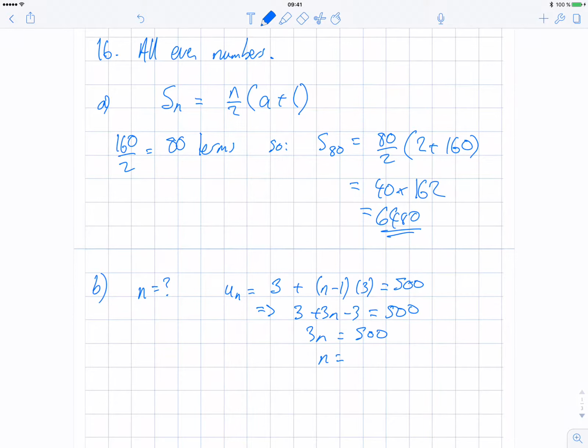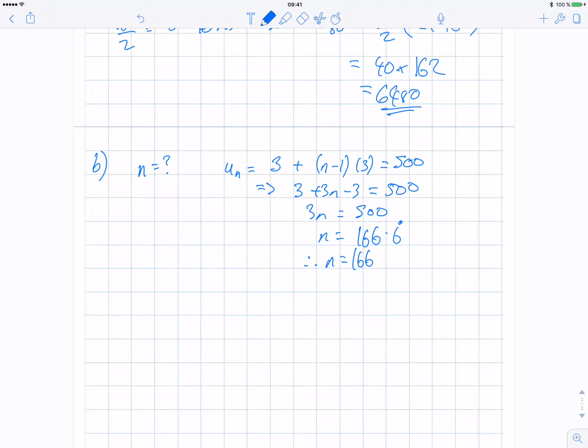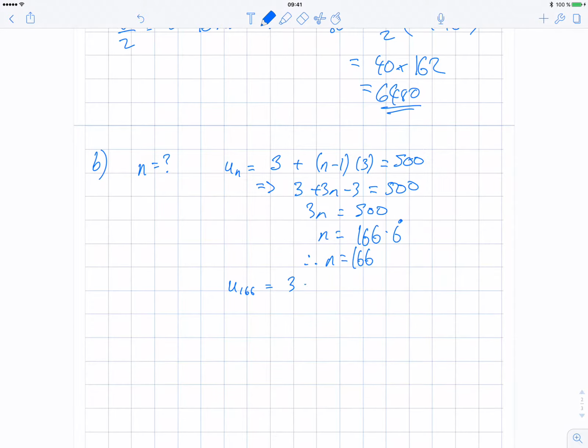Now this is obviously not an integer. Therefore, n must equal 166, because that will give me everything I need. If I put n is 166 in, into 3 plus, okay, 166 take away 1 is 165, times 3, I should get a number that's less than 500. 165 times 3, I get 498.